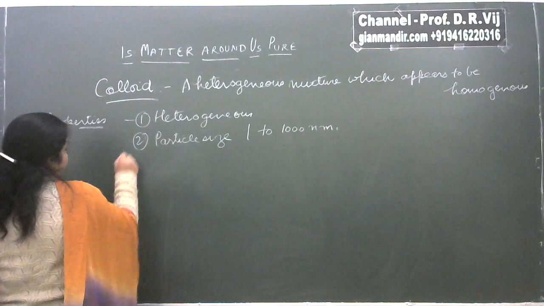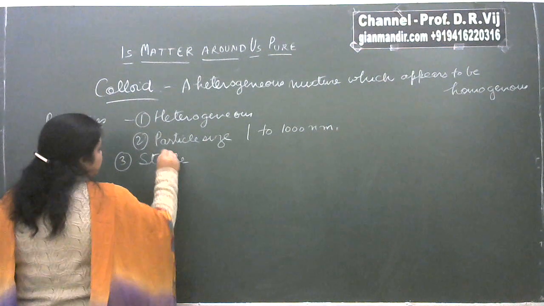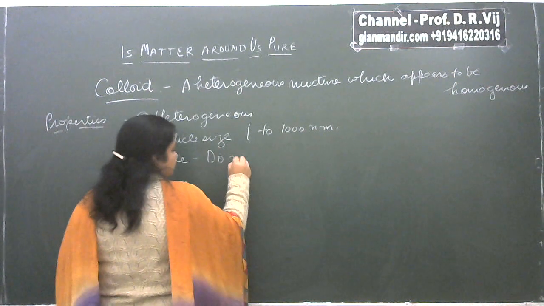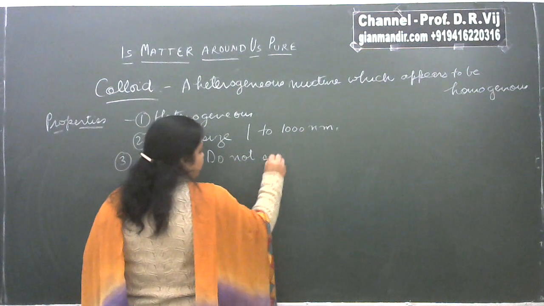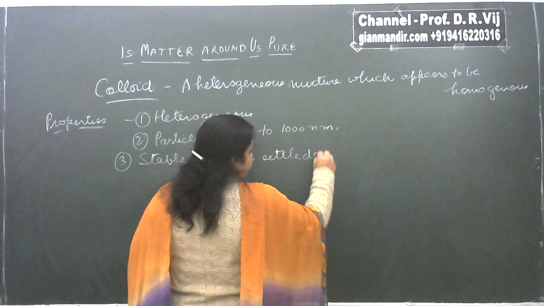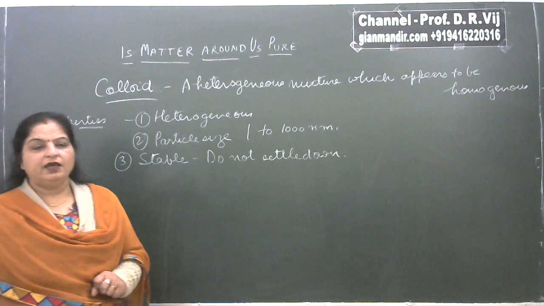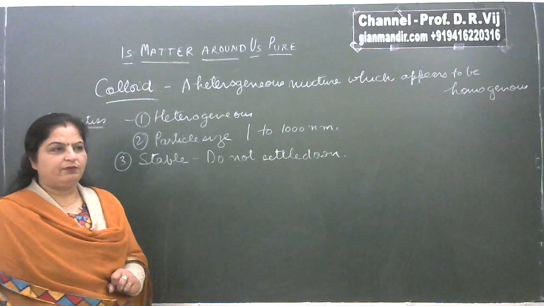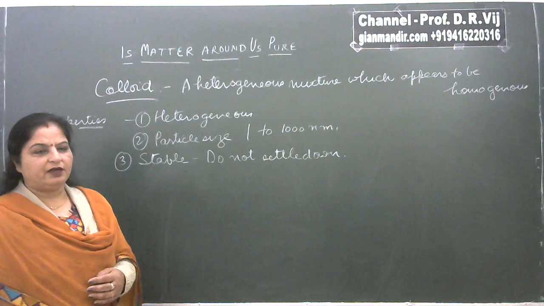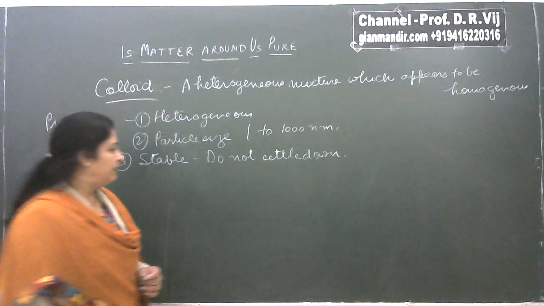Another property of colloids is that colloids are stable. Stable means they do not settle down when left undisturbed. As the colloidal particles are light enough, they are not influenced strongly by the force of gravity, and that's why the particles don't settle down, and we say that colloids are stable. Clear?